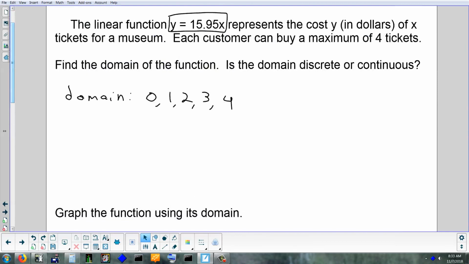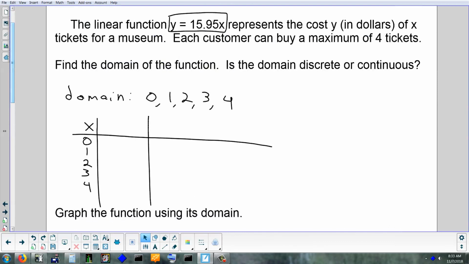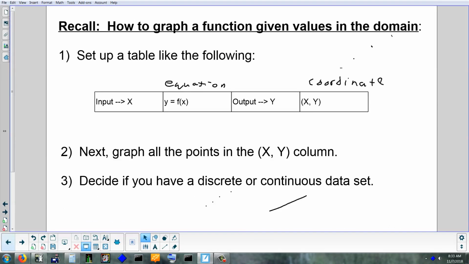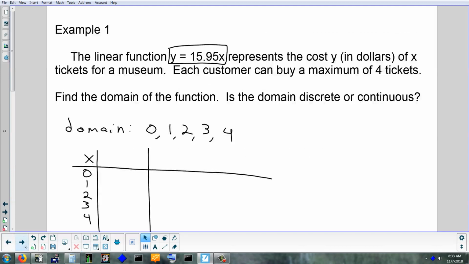So now, let me set that up in our table. We've got 0, 1, 2, 3, 4. The second column, that's my formula, my equation. So I got y equals 15.95x. The third column, that's going to be my y value. And the fourth column, that's going to be a coordinate.